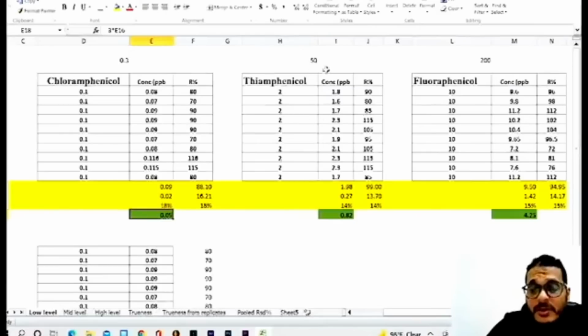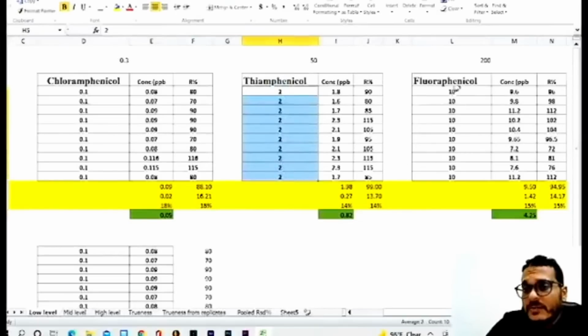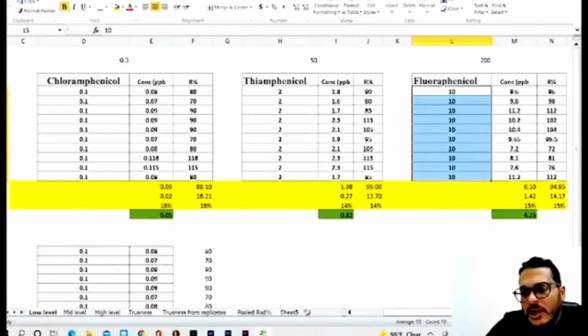Thiamphenicol is 50 ppb, so if you divide it by 10, it will be 5 ppb. So I selected 2 ppb to be the lowest level. And for florfenicol, if you divide 200 by 10, it will be 20. So I selected 10 ppb. It's enough, 10 ppb as the lowest level, and I calculated in the same way. That's for the low level.